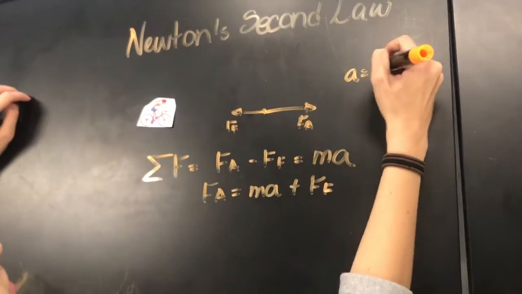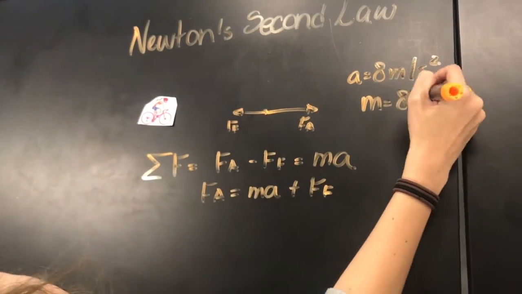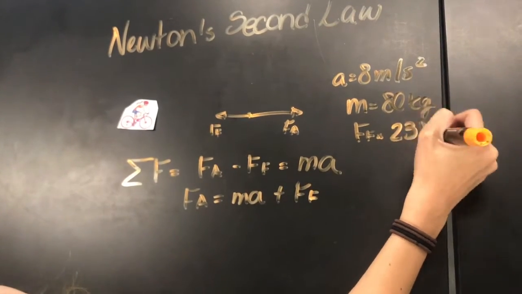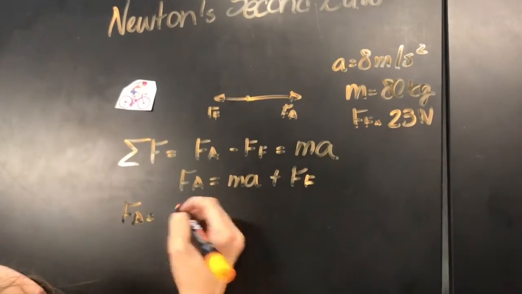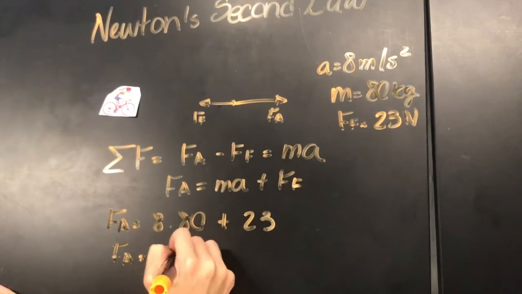My acceleration is 8 meters per second squared, the mass is 80 kilograms, and the friction force is 23 newtons. Doing the math, I find that FA is equal to 663 newtons.